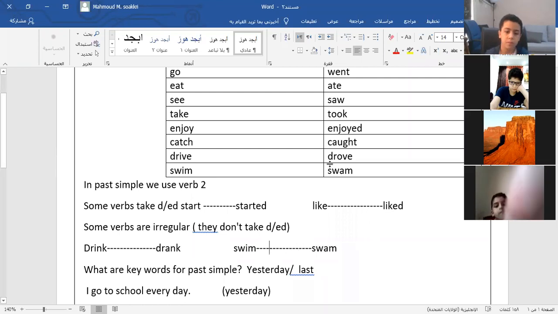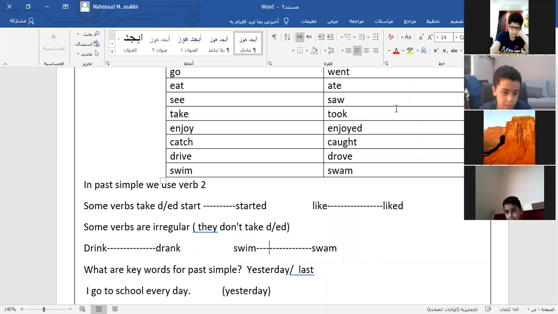Okay. Now let me ask you another question. Now we know that past simple is something that happened and finished in the past, like Yusuf Khalid said. It doesn't happen now. And like Ahmad Adli said, in past simple we use verb two. Now, how can we know that the sentence is in the past? What are the words that, when we read them, we know that the sentence is in the past? If you want to answer, raise your hand.